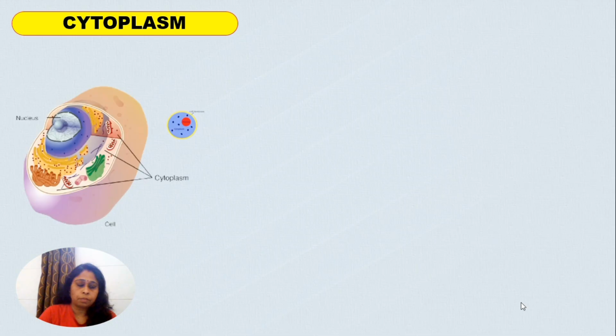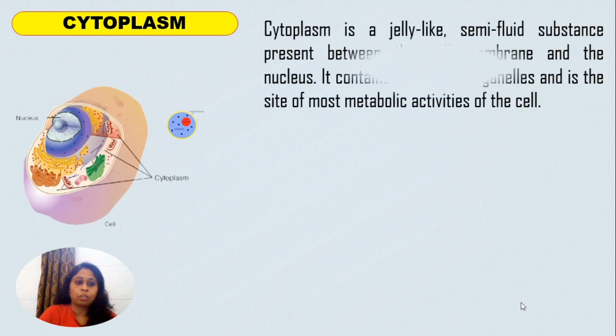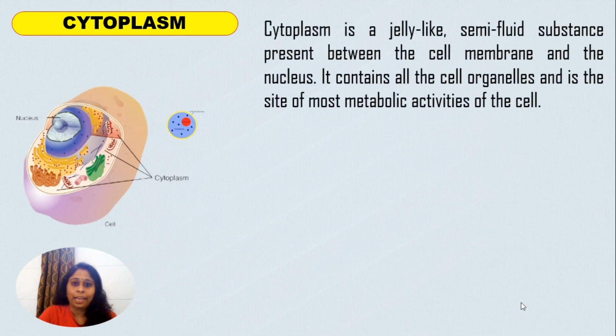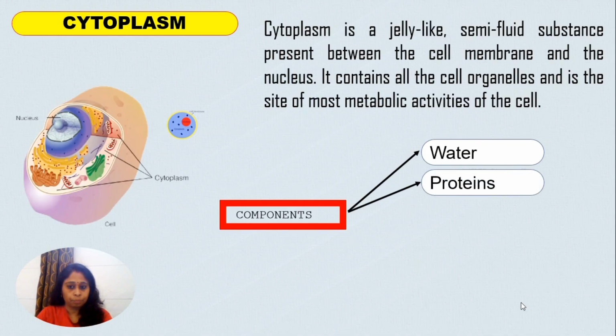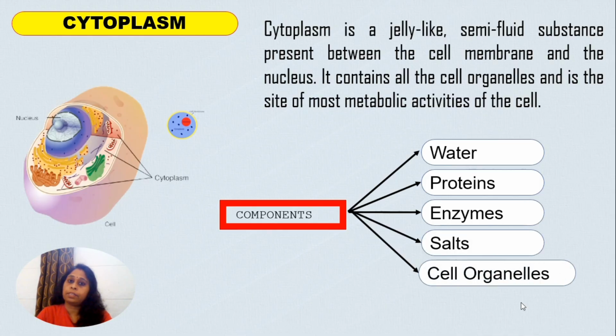So next is cytoplasm. What is a cytoplasm? Cytoplasm is the site of metabolic activities. It is a jelly-like semi-fluid substance that is present in between the cell membrane and the nucleus, and it contains all the cell organelles and is the site of metabolic activities of the cell, which I mentioned earlier. Now there are various components of cytoplasm. The first one is water, second is protein, third is the enzymes, fourth one is salt, and the fifth one is the cell organelle. So these are the 5 components of cytoplasm: water, protein, enzymes, salts, and cell organelles.